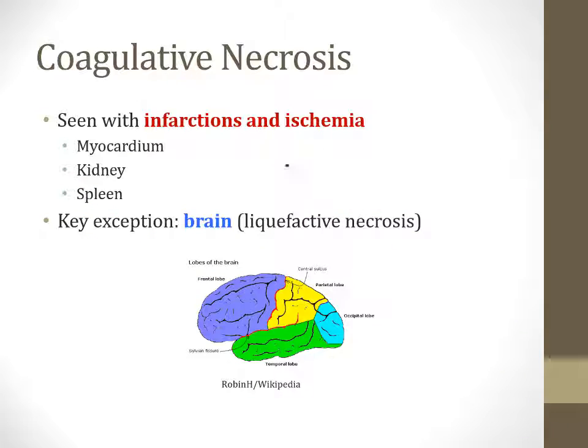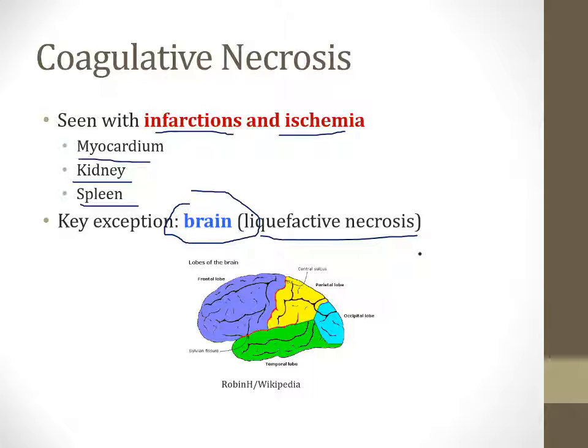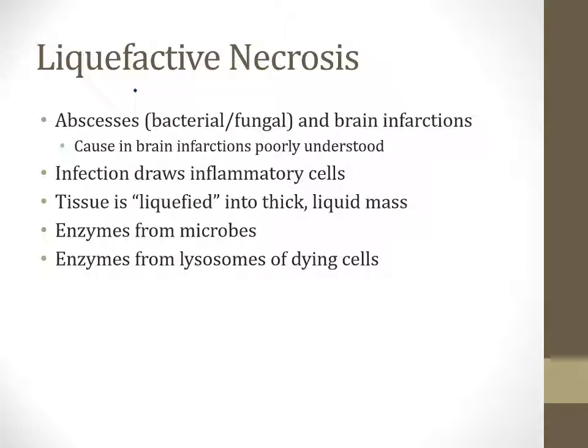So the classic causes of coagulative necrosis are infarctions or ischemia. This is what you see in the myocardium when there's myocardial ischemia. You also see it in the kidneys and the spleen when either of these organs suffer from ischemia and poor blood flow. The one exception is the brain. For reasons that are poorly understood, the brain does not undergo coagulative necrosis. It undergoes liquefactive necrosis, which we'll talk about next. So that's a nice segue into liquefactive necrosis, which is the second type of necrosis.